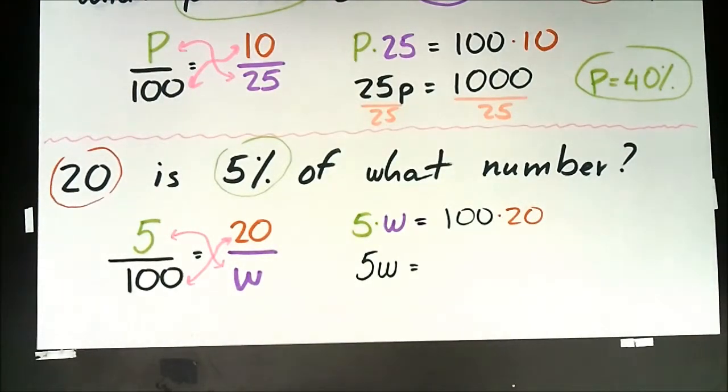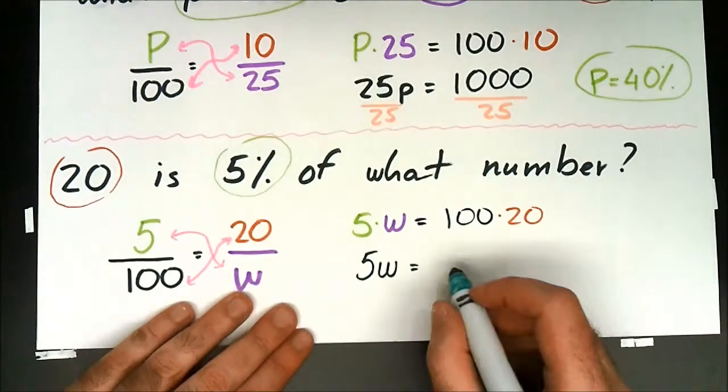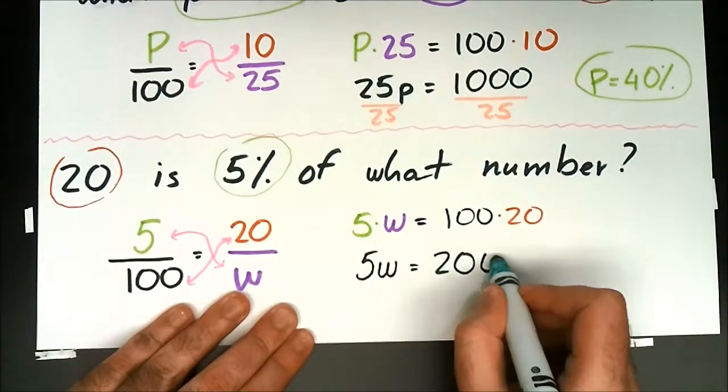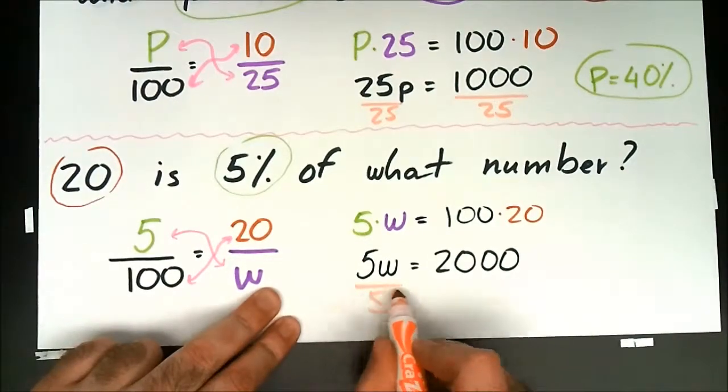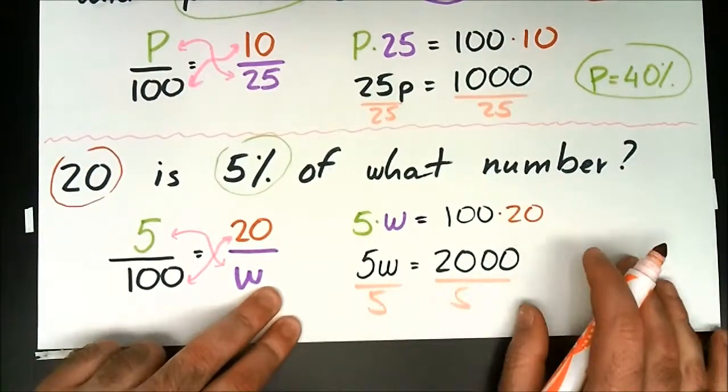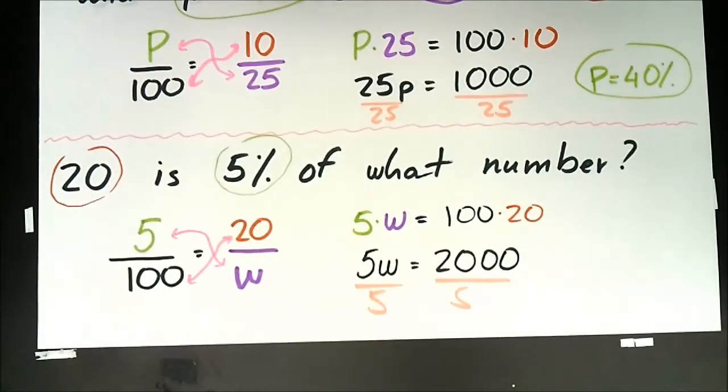Well, if 100 times 2 is 200, 100 times 20 is simply 2,000. And what's my last step? Divide both sides by 5. Anyone know what 2000 divided by 5 is off the top of their head? Because I do.